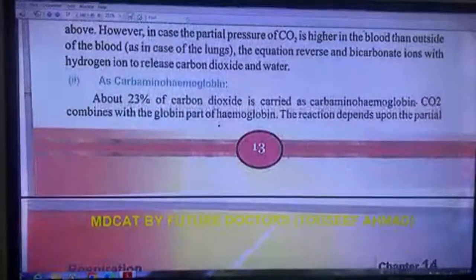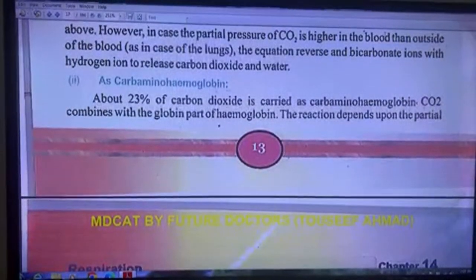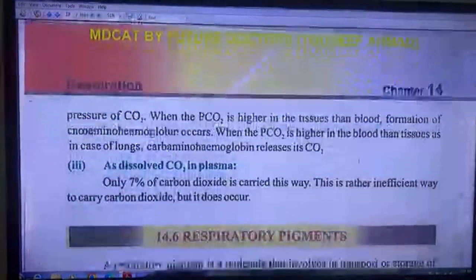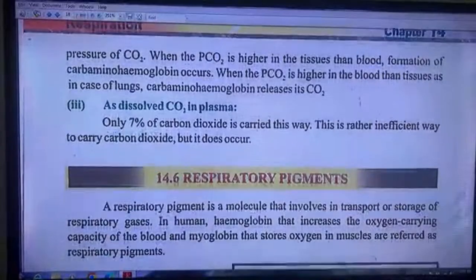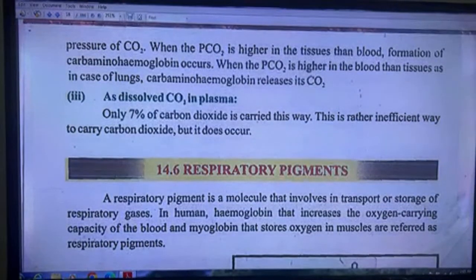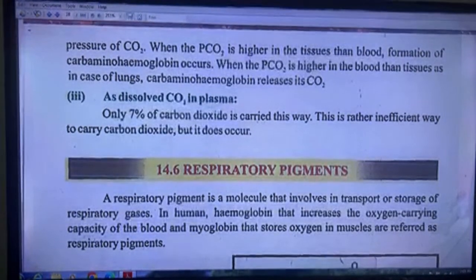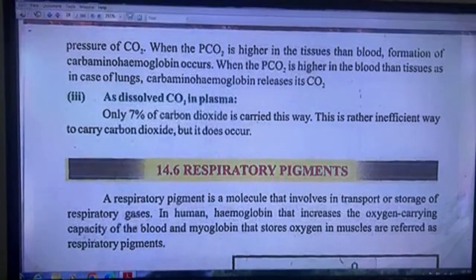Carbaminohemoglobin. About 23% of carbon dioxide is carried as carbaminohemoglobin; CO2 combines with the globin part of hemoglobin. The reaction depends upon the partial pressure of carbon dioxide. When the PCO2 is higher in the tissues than blood, formation of carbaminohemoglobin occurs. When the PCO2 is higher in the blood than tissues, as in the case of lungs, carbaminohemoglobin releases its carbon dioxide.